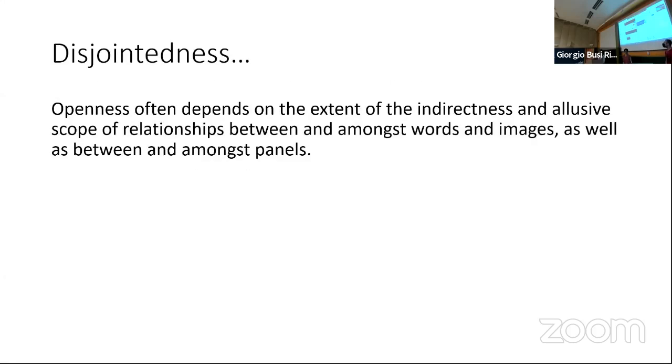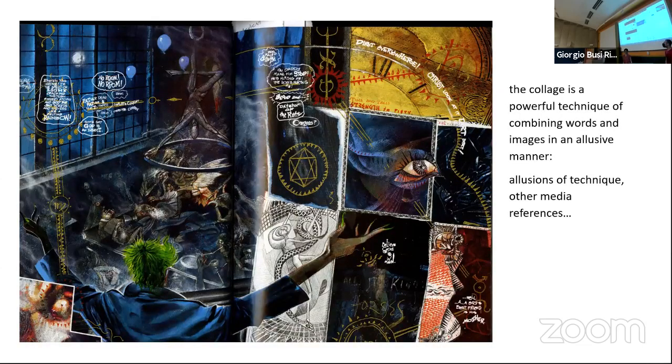Everything that I present here should be teased out and thought about carefully, I think. I talk a bit about disjointedness and how openness often depends on the extent of the indirectness and elusive scope of relationships between and amongst words and images, as well as between and amongst panels. So it's just one form. Several examples of discontinuity. And this is my absolute favorite double spread that I like to show to people who don't work in comics. It's the kind of thing that blows people apart. Of course, I've added a bit of text about the collage, but usually this is the double spread that sort of takes you over, right?